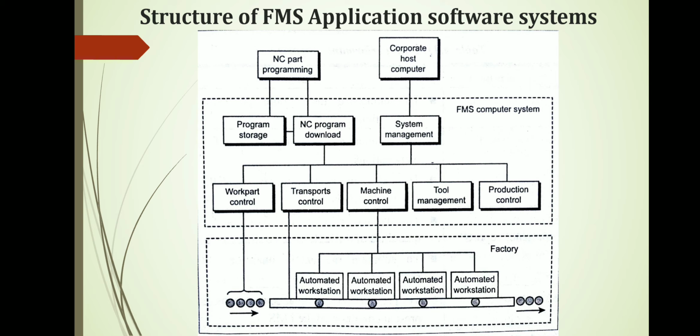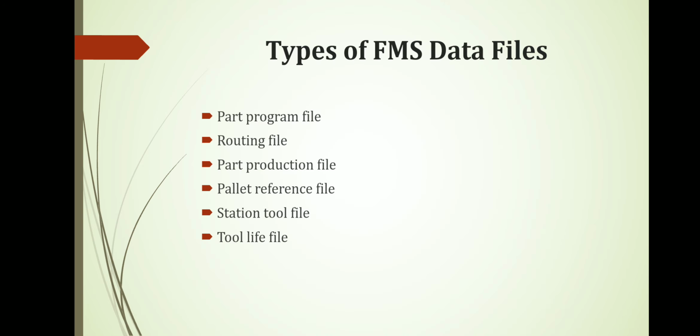Structure the application of the software system, that means the computer control system. These are the files we utilize to control the FMS system: part programming files, routing files, part production files, pallet reference file, station tool life file, and tool life files.